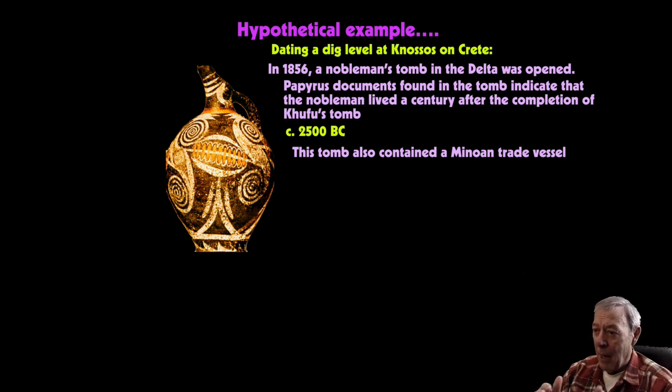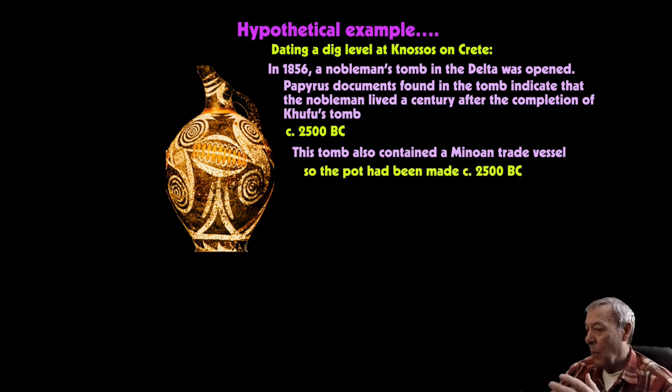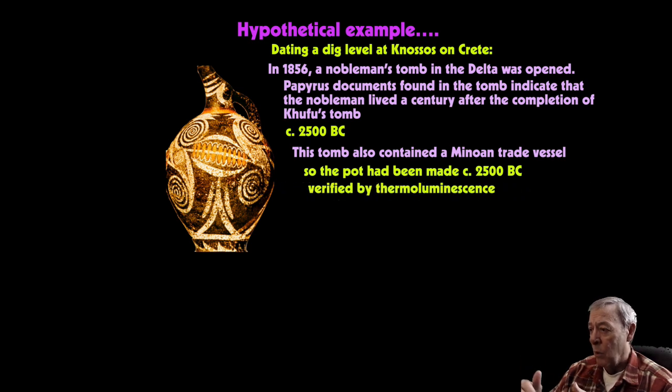Well, so that pot had to have been made about 2500 BC, right? Okay. So that could also be verified by thermoluminescence, since it's ceramic. It could be verified through that scientific procedure.